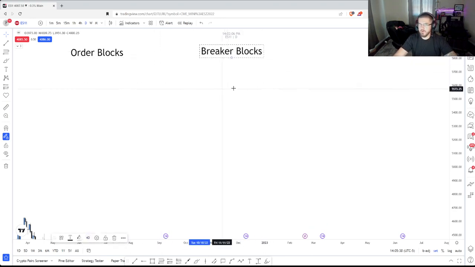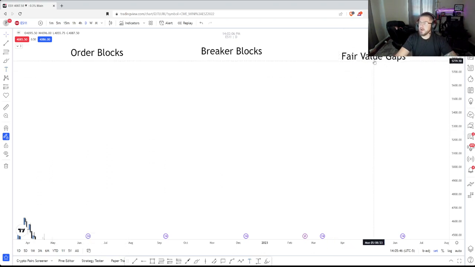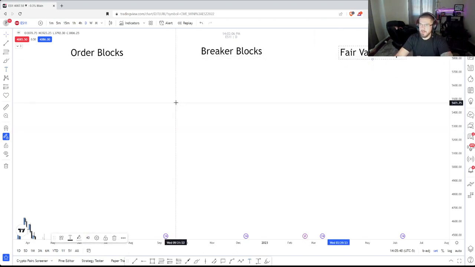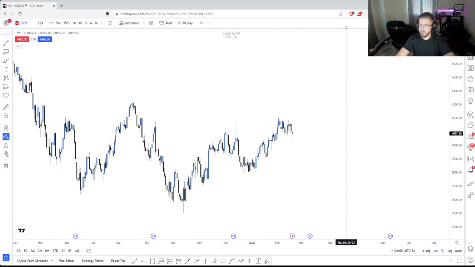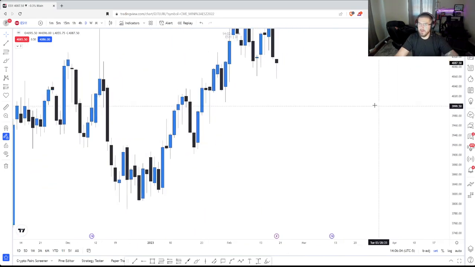The next one I want to go over is breaker blocks. Some of you may have watched my video the other day that I put up about these. And then we have fair value gaps. There are other points of interest, such as mitigation blocks, propulsion blocks, vacuum blocks, and volume imbalances, which we're going to go over within fair value gaps. And then balanced price ranges, which we just looked at a second ago, is an area where we have two fair value gaps, so to speak.